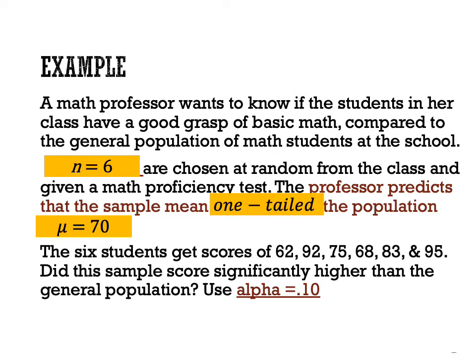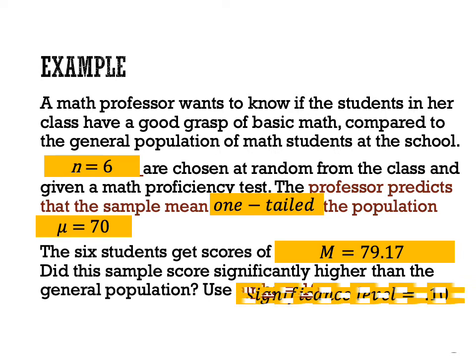And I have the data from the sample here, so I can easily calculate the sample mean, or M, by just adding all of those values and dividing by 6. So you can pause to do that if you want, or here's the answer. So the mean is 79.17. So the professor's class has an average of 79.17, and the school's average, the general population, is 70. At face value, the professor's class has a higher score, but we need to do a t-test to see if that difference is statistically significant.